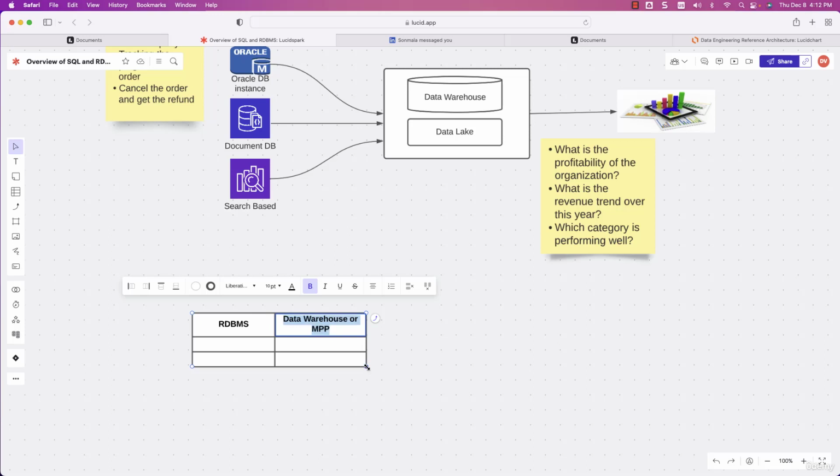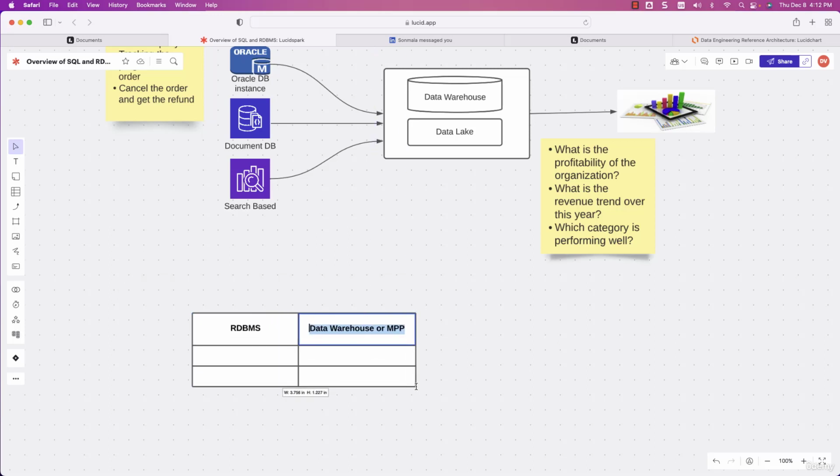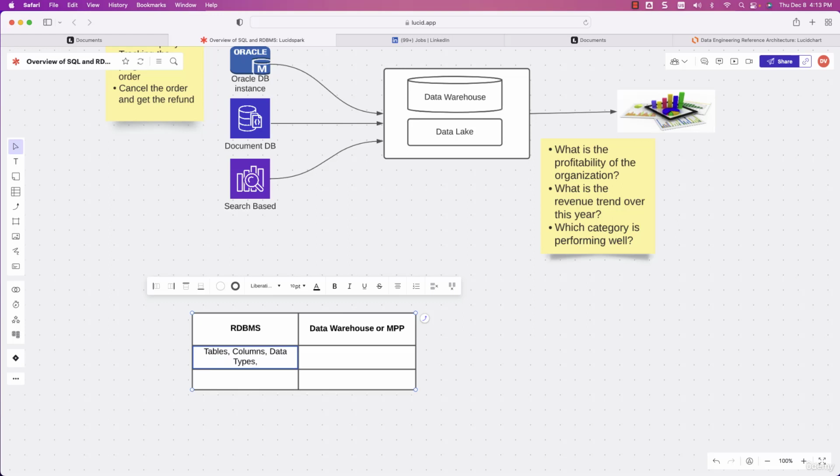Now let's go to the differences between the two. We'll also go to the similarities. It is not only about differences. When it comes to the similarities, we have tables in both RDBMS as well as data warehouse technologies. Not only tables, but also columns, data types, rows or records. The data is stored in the form of tables. As part of tables, we typically have columns with the data types. The actual data will be rows or records in the tables. Even when it comes to data warehouse or MPP, we have the same.